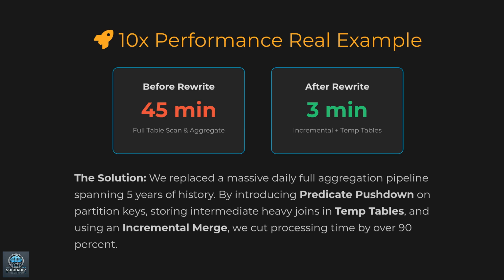Let us tie it all together with a real-world case study where we achieved a 10x performance improvement. Our legacy pipeline was doing a full table scan and aggregation over 5 years of historical data, taking 45 minutes every day. By combining predicate pushdown on partition keys, temporary tables for intermediate joins, and an incremental merge, we brought that down to just 3 minutes.